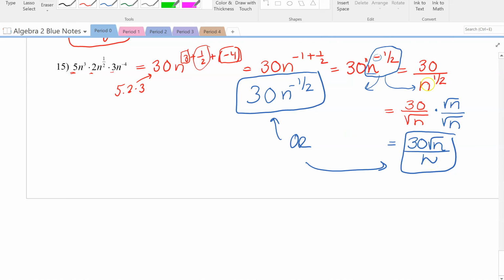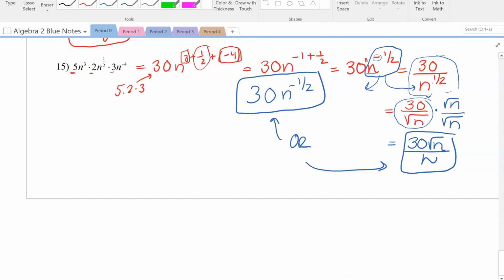And they're both equivalent to this, by the way. 30 times n to the negative 1/2 is equivalent to 30 divided by n to the 1/2, and that is equivalent to 30 over the square root of n. These four things are all equivalent expressions. And when you're being asked to put it in simplest radical form, this would be the one to go to. If you're being asked to put it in rational exponent form, it would either be this or that, depending on whether they say to leave your exponents positive or not.